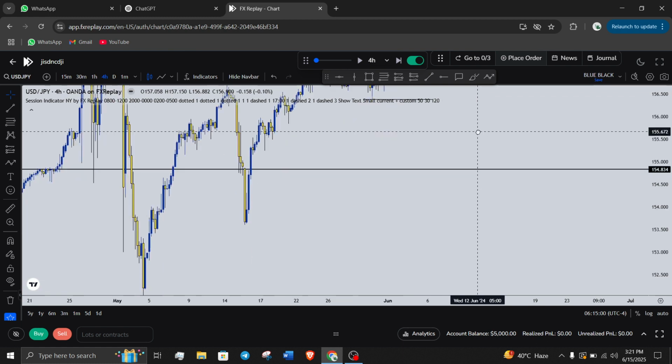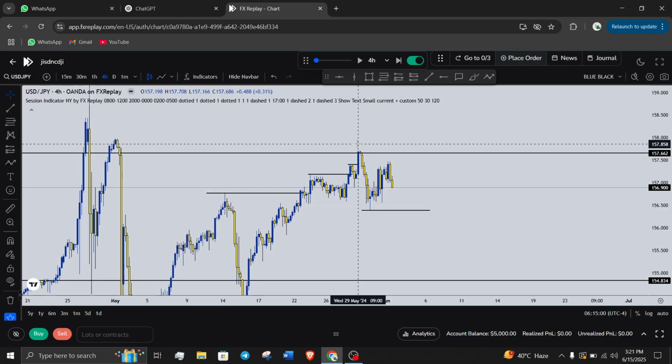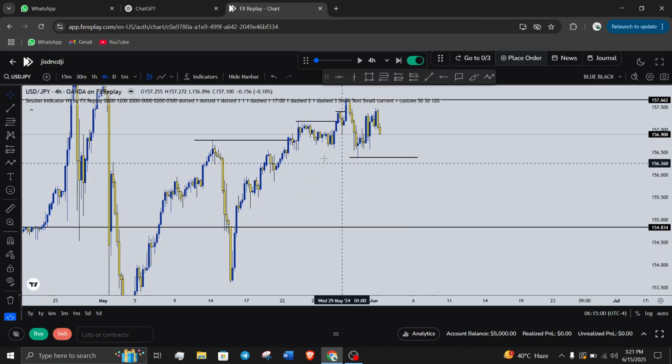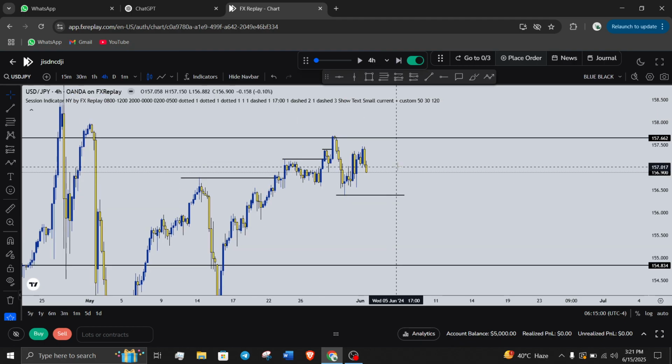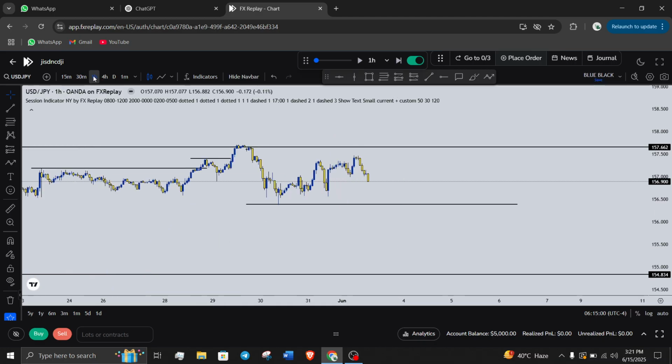For buyers, we should look for a break above this point, then enter at retest, and we should wait for a change of character at this point, because if we see here, there was no change of character and there is no break above. So let's just play the candles.